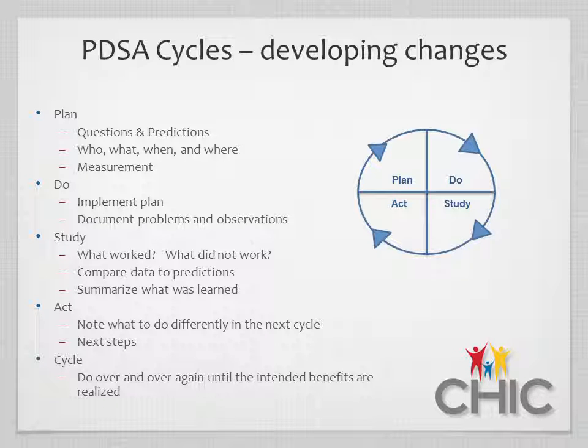Study, what worked, what did not work. Compare the data to the predictions. Summarize what you learned. Act, note what to do differently in the next cycle. What are your next steps? Do you adapt, do you adopt, or do you abandon? And finally, cycle. You will do over and over again until the intended benefits are realized.